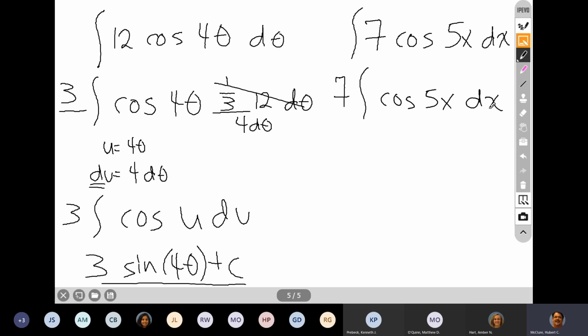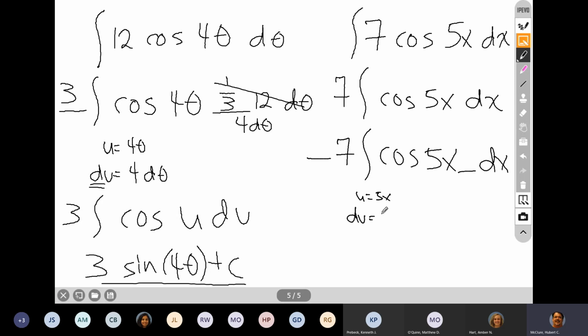Now I'm going to rewrite it. I'm going to write blank 7 antiderivative cosine of 5x blank dx. u is equal to 5x. du is equal to 5 dx. So I need to put a 5 here, and I need to put a what out here? 1/5.